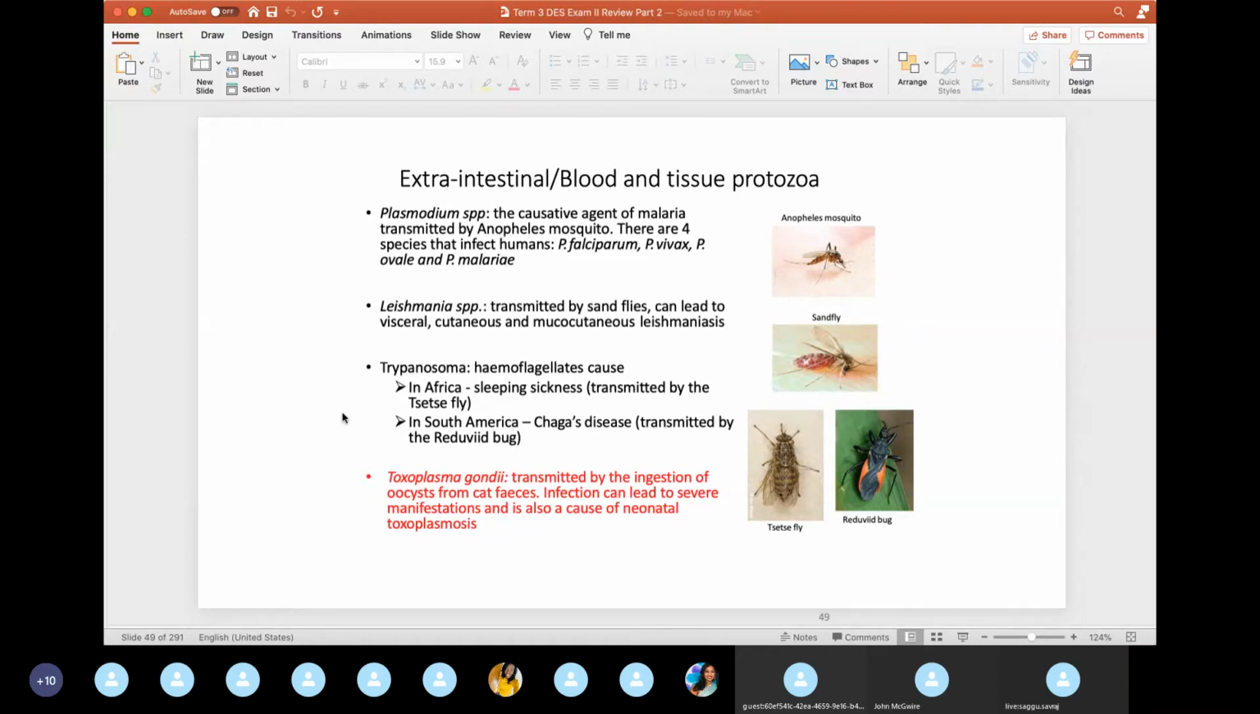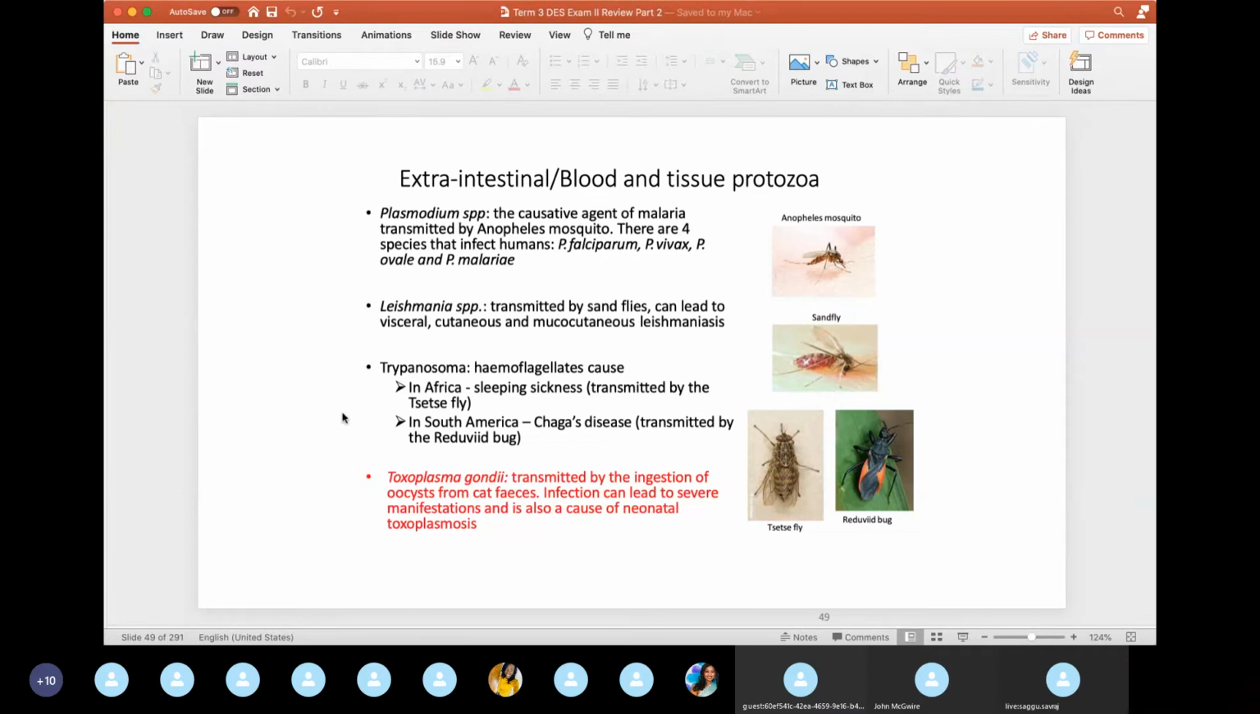Let's summarize this slide. Plasmodium, 4 species that infect us. Falciparum, the most deadly, right? It can cause hemorrhagic fever. Vivax and Ovale, they have hypnozoites. And you have Plasmodium malariae, tertian fever. Leishmania, transmitted by what? Sandflies. It can lead to what? Visceral and cutaneous leishmaniasis.